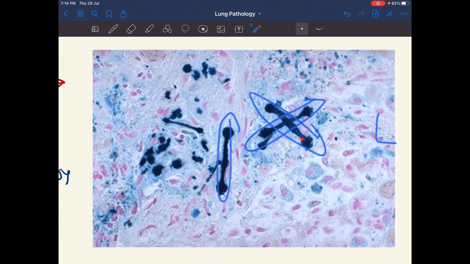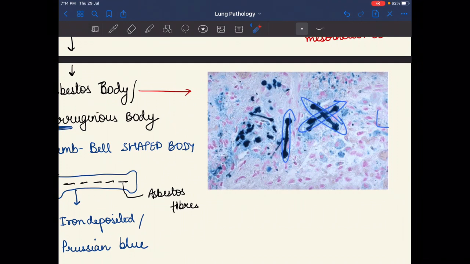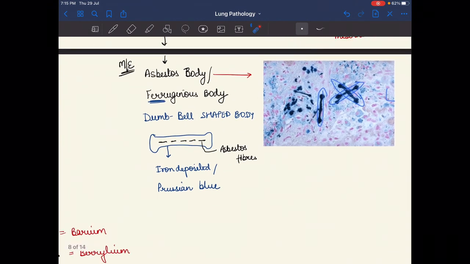So these were like the dumbbell shaped body. I am telling you dumbbell shaped body, I am not telling you the dumbbell shaped crystal which is seen in calcium oxalate monohydrate. Dumbbell shaped crystals are seen there, but this is a dumbbell shaped body. So why is it a dumbbell shaped body?